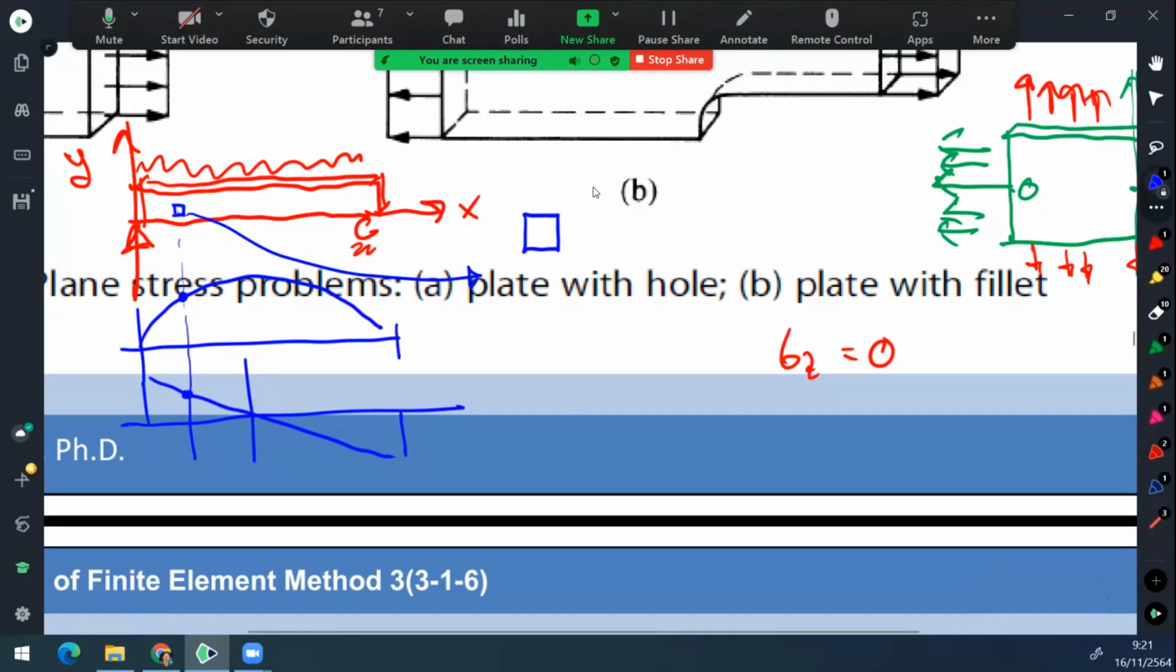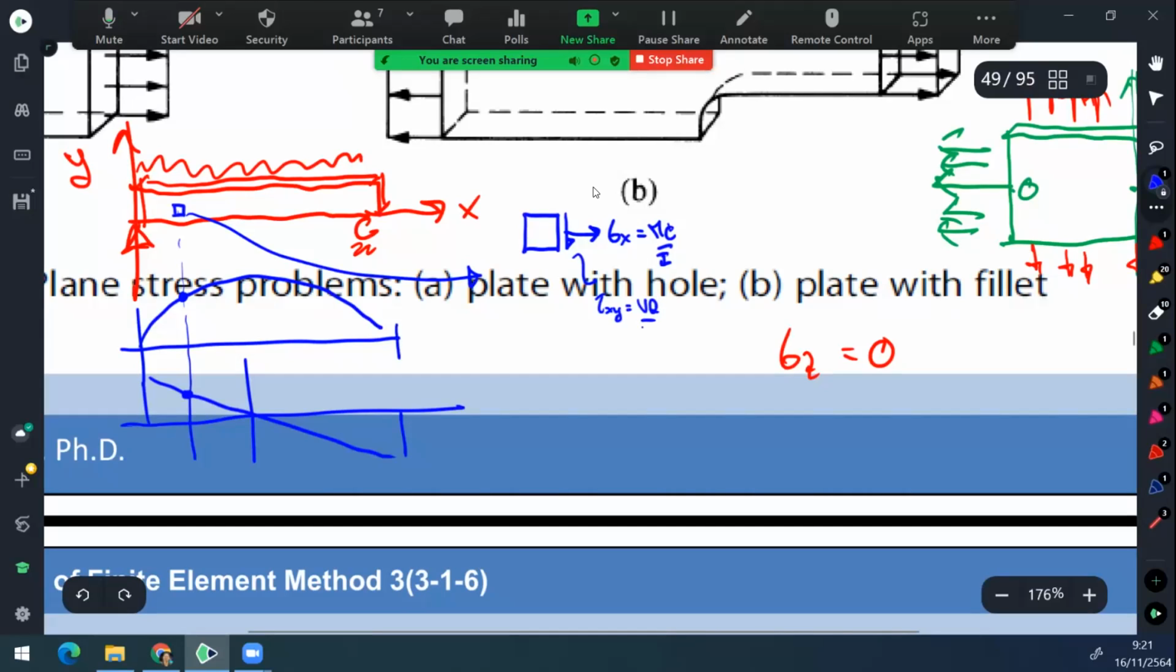This is a plane problem, right? We can simplify it to be a plane problem. For the axial stress, sigma x is equal to Mc over I, right? And then we also have the shear force, that is tau xy. Tau xy is equal to VQ over Ib, right?